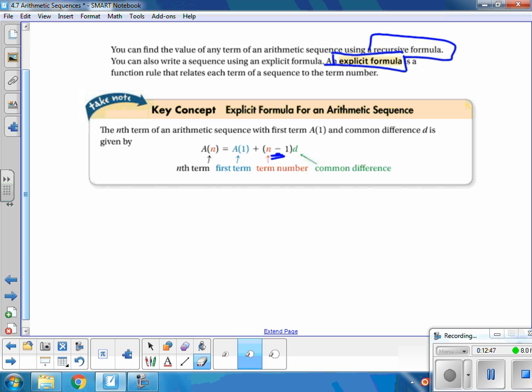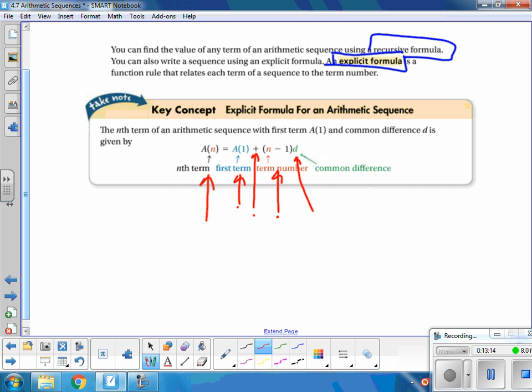Both of them have minus 1 in it because it's dependent on the number before it. And both of them have the common difference in it. Look what's different about this guy though. Okay, this looks the same. Okay, this looks the same. But look what's different here. We're including our first term in there, and it's being added on. So my first term is added to the previous number times the difference.